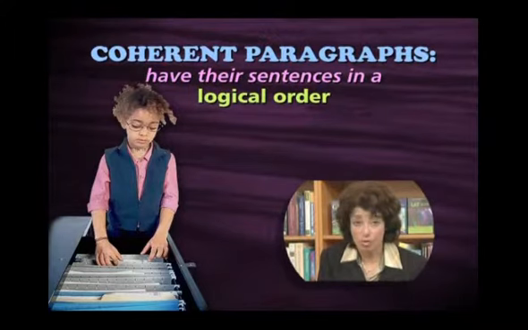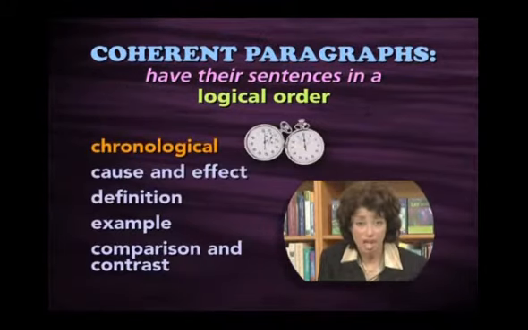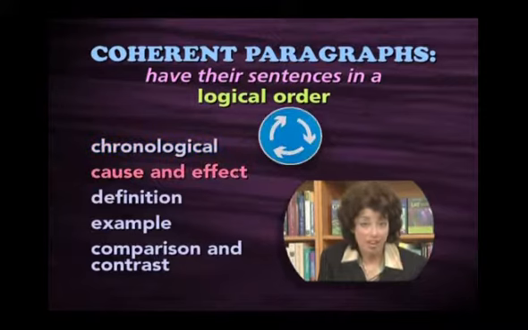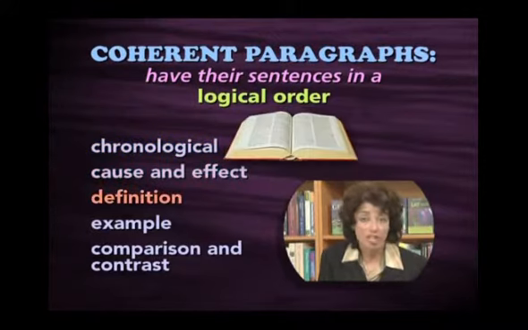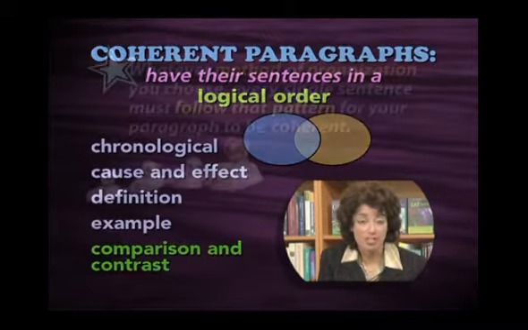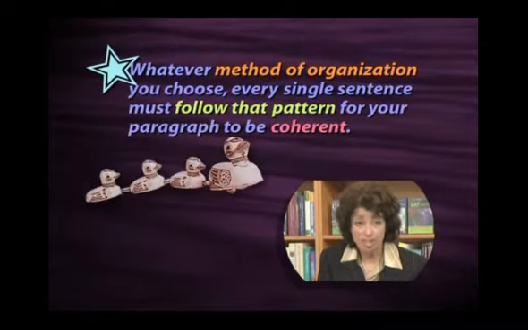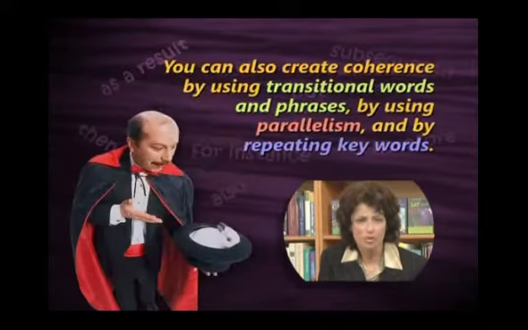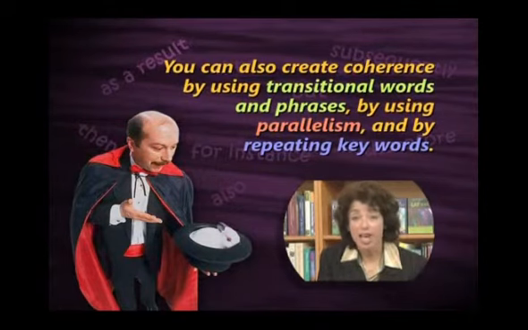There are many different kinds of order that you can follow. For example, you could have chronological order, that's the order of time. You could have cause and effect. You could have definition, example, comparison, contrast. Whatever method of organization you choose, every single sentence must follow that pattern for your paragraph to be coherent. You can also create coherence by using transitional words and phrases, as you'll learn in our next program, by using parallelism, and by repeating key words.